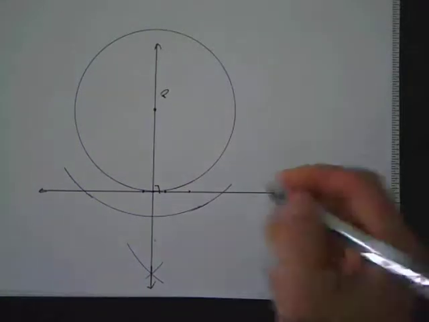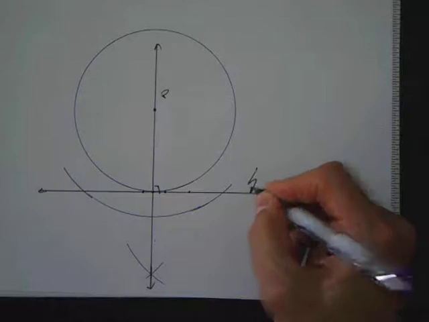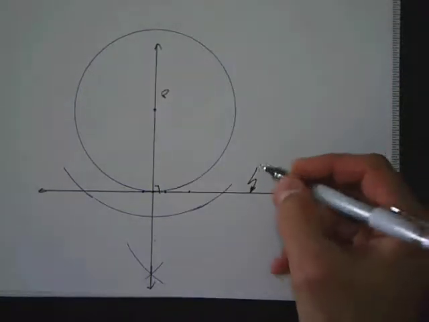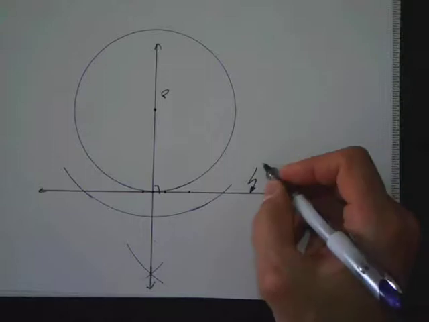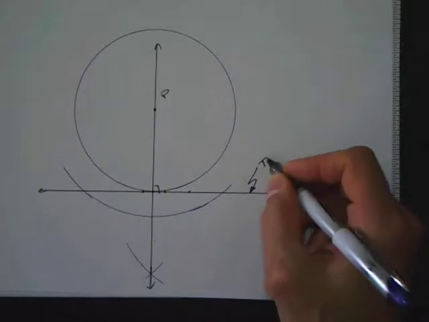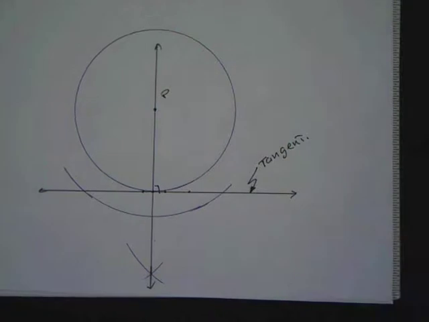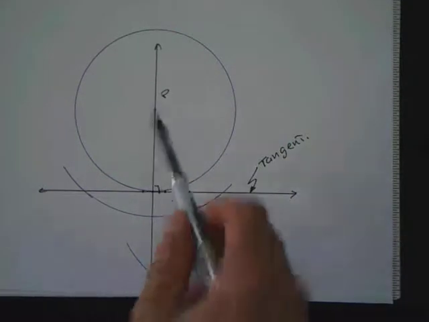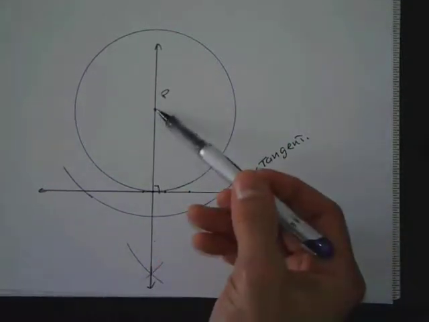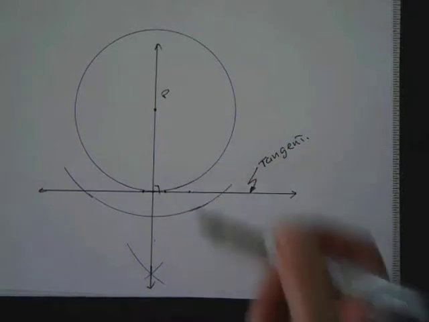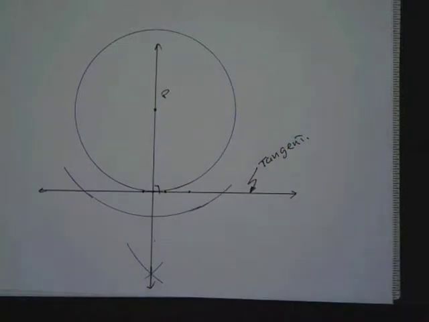What is this thing? What's another word for this? Now that I have that circle there, what would you call this line? Somebody said tangent. Excellent. Notice this thing about so this would be the center of the circle, right? Notice how they form a nice right angle there? That's cool.